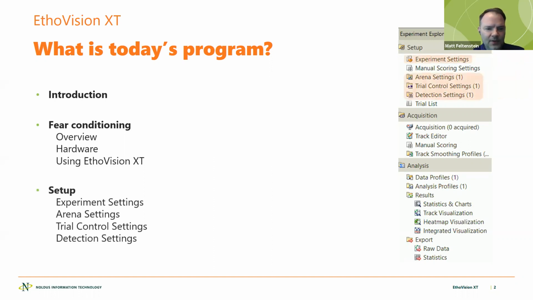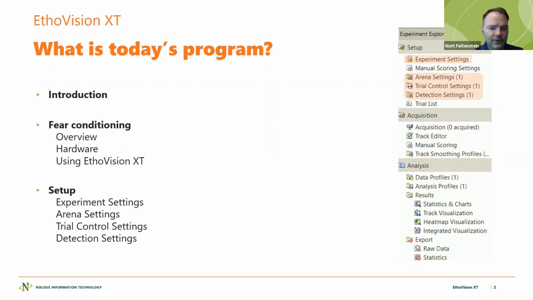After a brief PowerPoint, I'm going to move into the EthoVision XT software itself. If you're familiar with the software, there's a number of steps to set up acquisition and analysis, but we're going to be focusing on the ones that are really important for fear conditioning, primarily the experiment settings, mainly using activity settings, and also setting it up so you can control the hardware that you want to control. The arena settings, making sure your arenas are set up correctly, especially if you're doing multiple arenas, and also making sure that your hardware is mapped correctly for your arena or arenas.